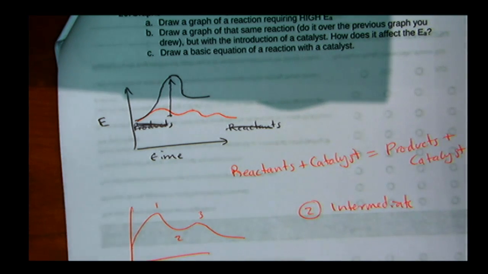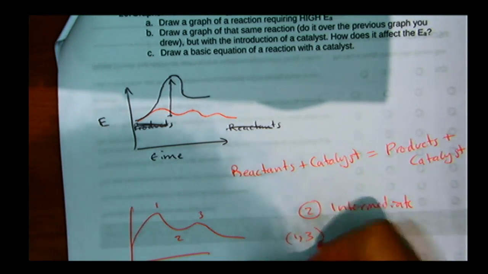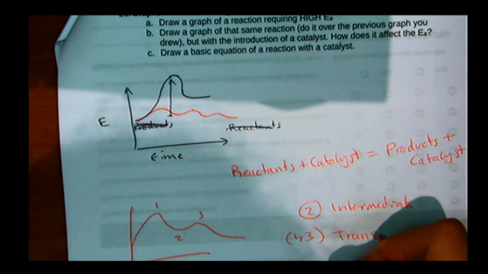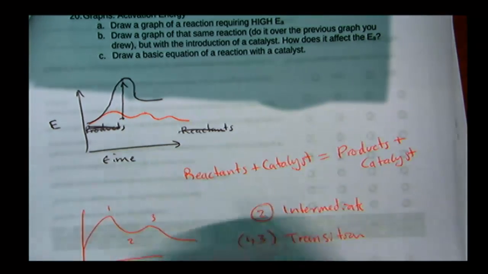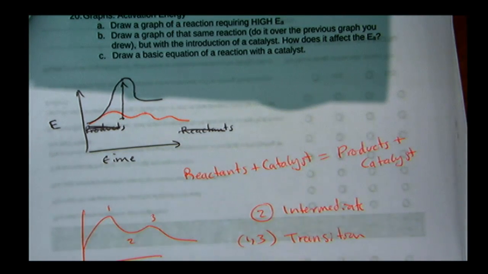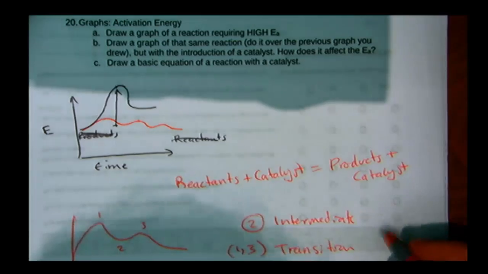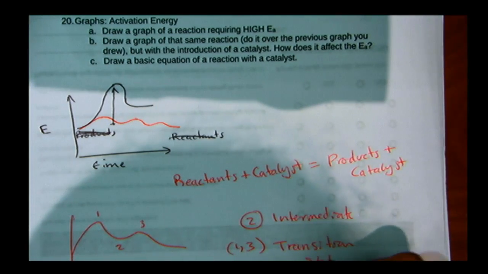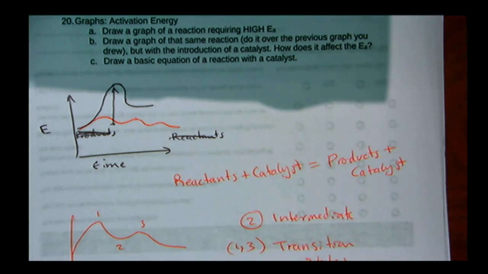1 and 3, what are they? These are our transition states, and these are not very stable. They're moving, they're still changing bonds. Everything's kind of really crazy. These are our transition states, and that's something to note. Oh, I forgot to go over something. We should do this one really quick.